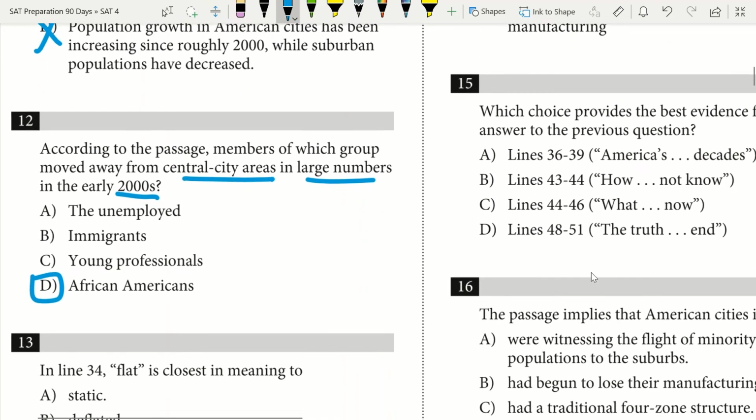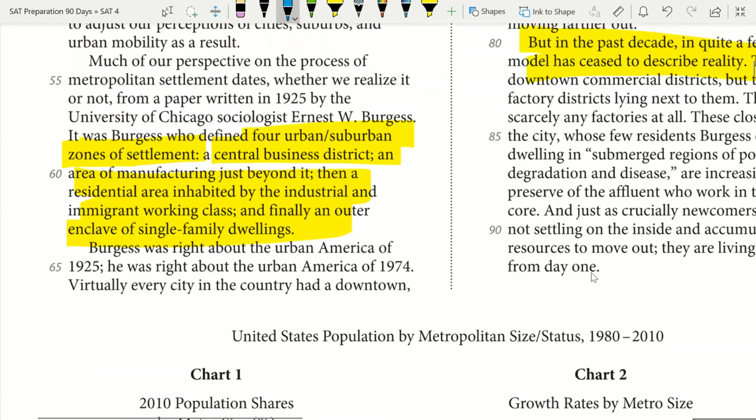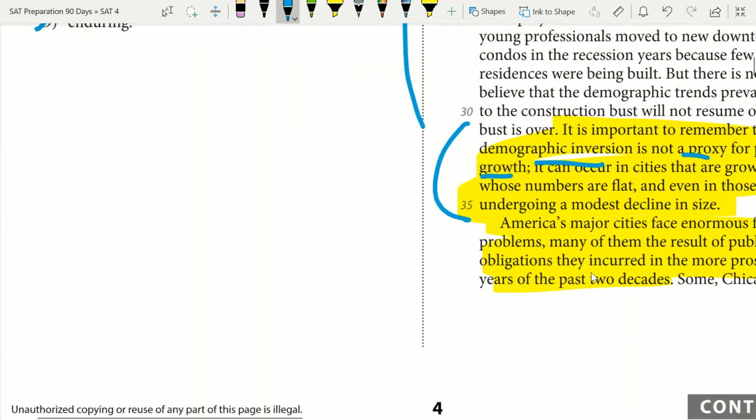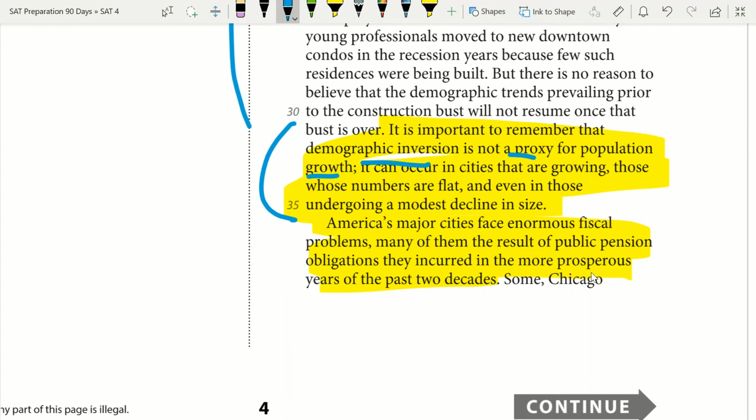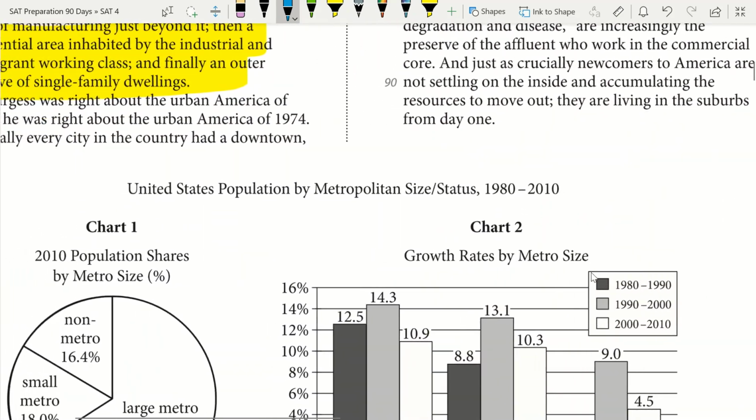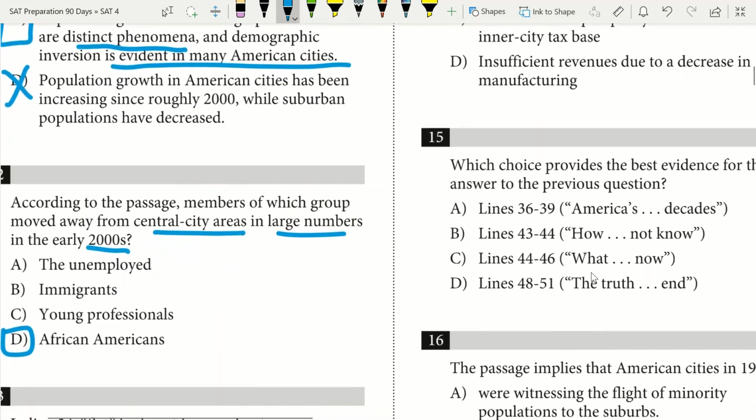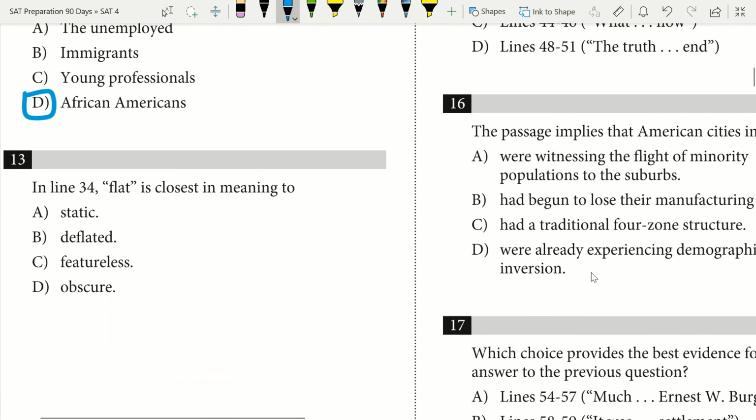Okay, question 13. In line 34, flat is closest in meaning to what? Well, let's go to line 34 and come up with our own answer. We have, in cities that are growing, those whose numbers are flat. Okay, that would indicate that they're unchanging. So I'd look for something that says unchanging or static, anything that indicates that there is no change. We do not have unchanging, but we do have static, which means unchanging as well. So our answer there would be A for number 13.